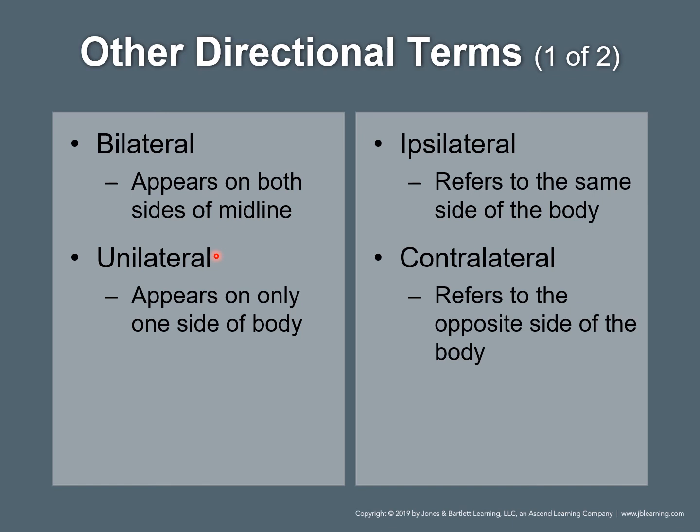Unilateral is structures that appear on only one side of the body. Examples would be spleen is on the left side of the body, liver is on the right side of the body. Ipsilateral refers to the same side of the body, and contralateral refers to the opposite side of the body. Okay?